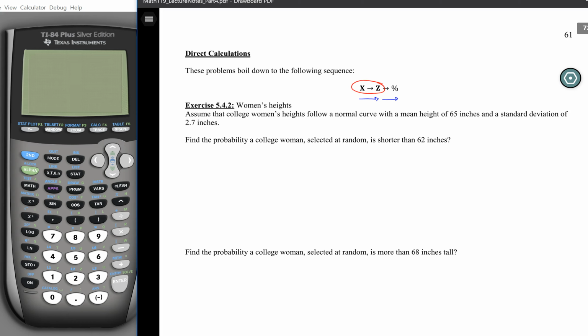We already did converting to a z-score in part 2, and we just covered using a z-score to find a probability or area under a curve. So both of these things we have done before.